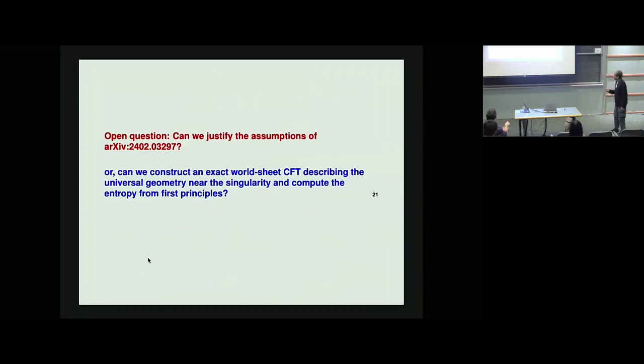The other approach, which I have already said, is to directly construct an exact worldsheet conformal field theory that describes the universal geometry near the singularity and then compute the entropy from first principles. This is a completely well-defined problem because the boundary condition is given, right? We know how the target space should look for large R, and now you have to take into account the alpha prime corrections, construct the full sigma model, and compute the entropy.